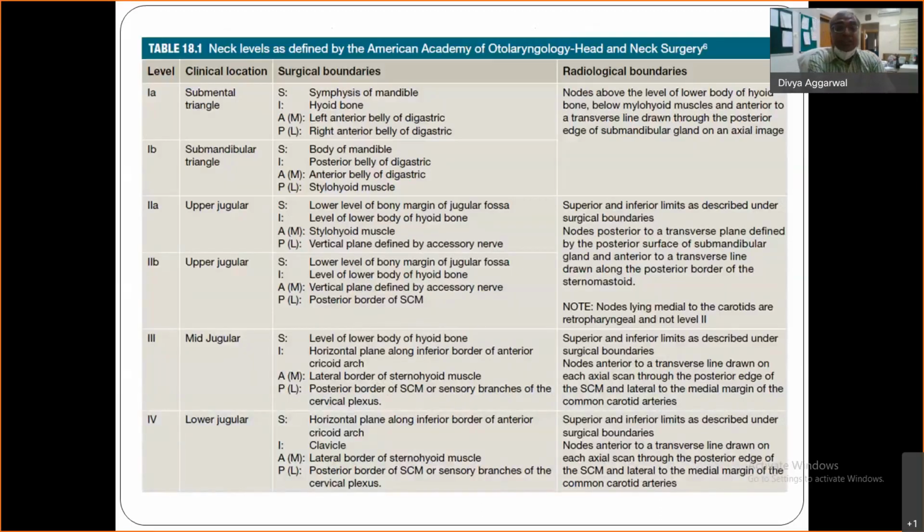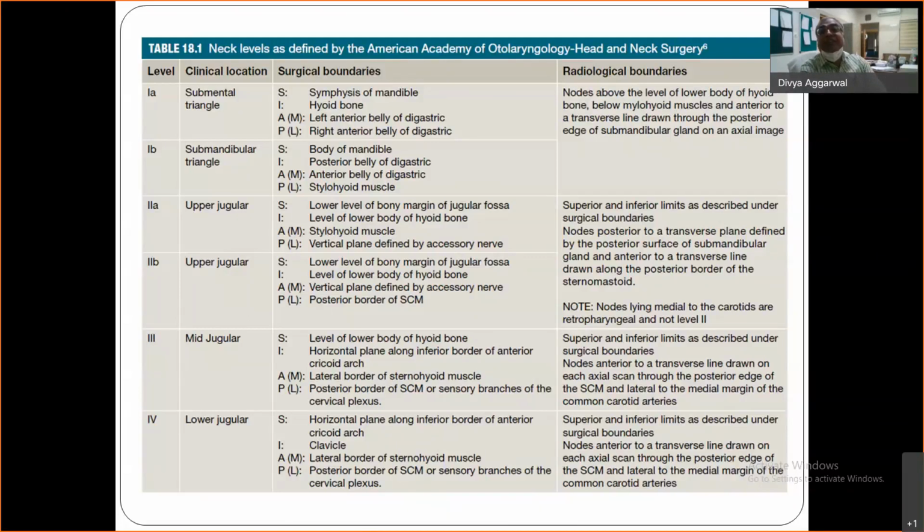Now, I cannot go into the details. This is available in all textbooks, but still I'll run through this slide. These are the neck levels as defined by the American Academy of Otolaryngology, the diagram I showed you in the last slide. The submental triangle has boundaries of the symphysis of the mandible, the hyoid bone, and the left anterior belly of the digastric and right anterior belly of the digastric. This forms level 1A. The submandibular triangle is bounded superiorly by the body of the mandible, posteriorly by the posterior belly of the digastric, anteriorly by the anterior belly of the digastric, and posteriorly by the stylohyoid muscle.